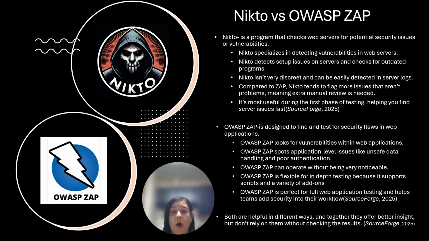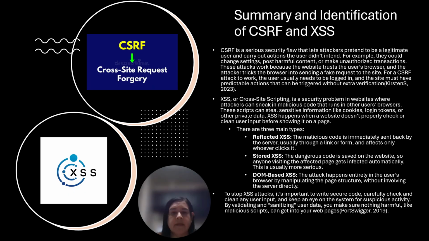As far as OWASP ZAP, it looks for vulnerabilities within web applications, spots application level issues like unsafe data handling and poor authentication, and can operate without being very noticeable. Both are helpful in different ways, and together they offer better insight, but don't rely on them without checking the results. On this next slide, it gives you a summary and identification of CSRF and XSS.